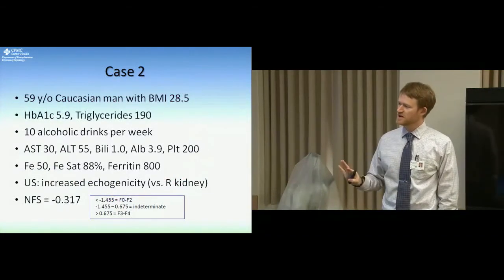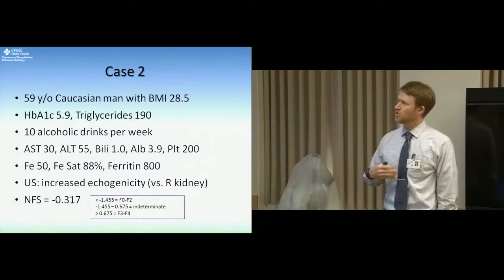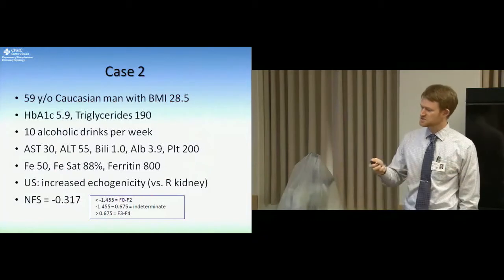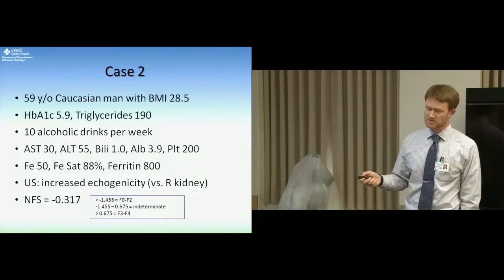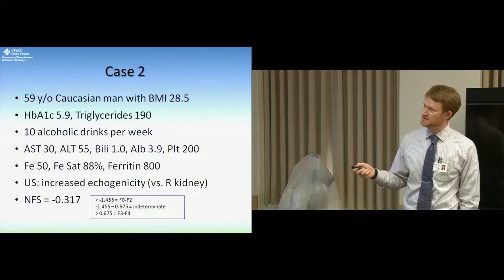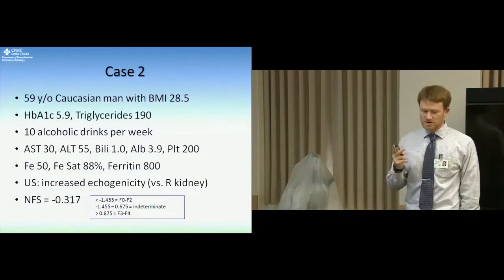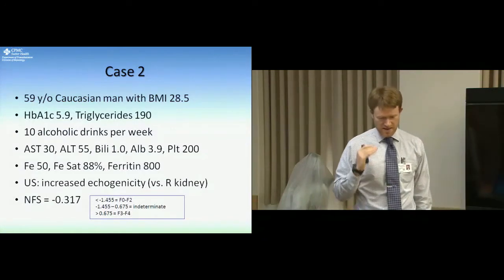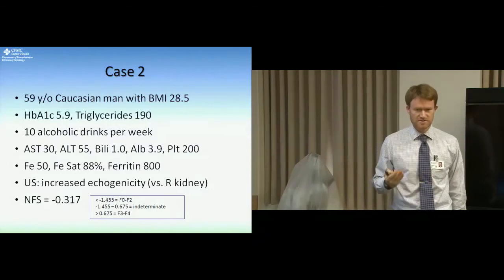So in this slide, I've presented a patient with more risk factors. This is an older patient than the first, a Caucasian man with overweight. There is some insulin resistance here. There is some dyslipidemia here. There are a couple of cutoffs for alcohol use and the possibility of alcohol-induced liver disease.